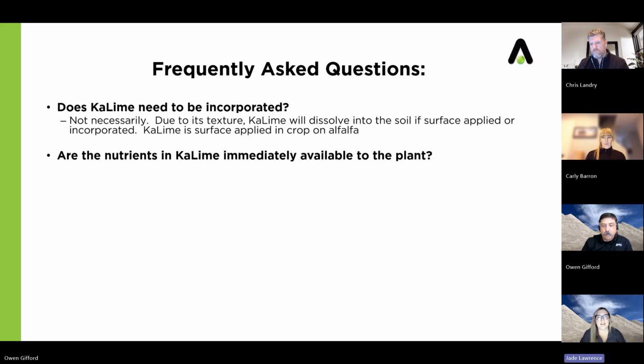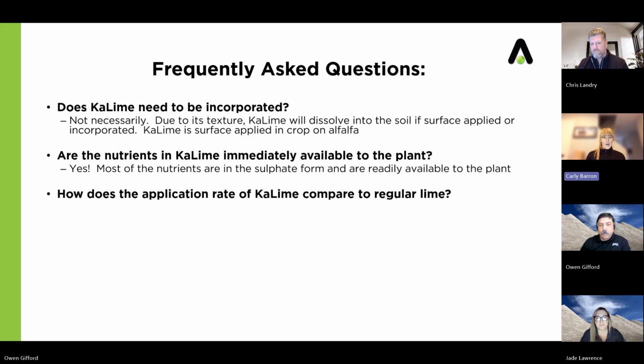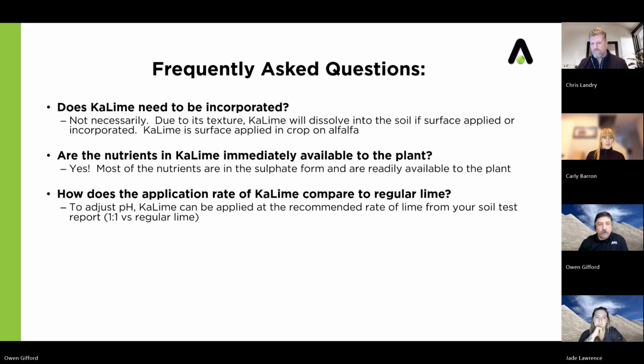Are the nutrients in Kalime immediately available to the plant? Yes, absolutely. So most of the nutrients are in a sulfate form, which are readily available to the plant right after application. How does the application rate of Kalime compare to regular lime? To adjust the pH, Kalime can be applied at the recommended rate of lime from your soil test report. You can base it on a 1-to-1 versus regular dolomitic or calcitic lime.